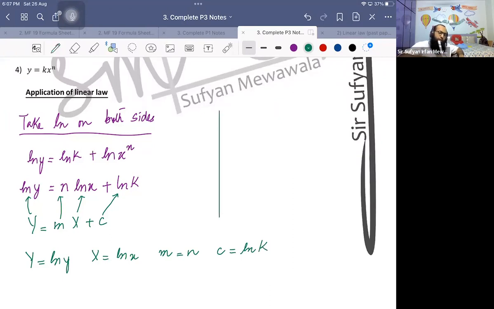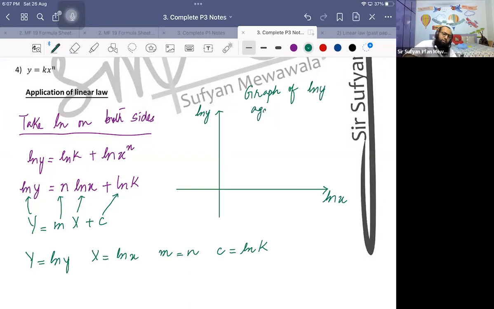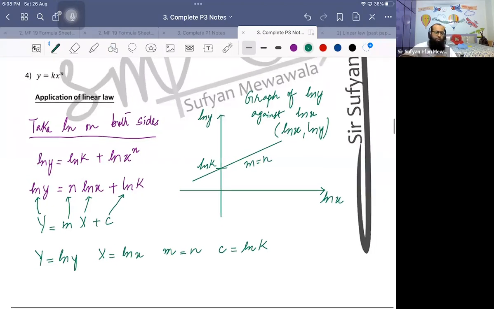So now if you are going to draw a graph, then on the vertical axis we will take ln y, and on the horizontal axis we are going to take ln x, and we'll call it the graph of ln y against ln x. The coordinates will not be x comma y. The coordinates will be ln x comma ln y. And if you draw a straight line, then the ln y-intercept would be ln k, and the gradient of this line will be equal to n, right?